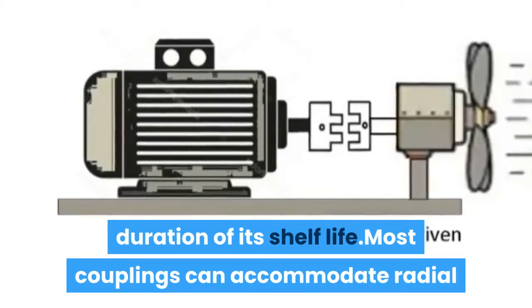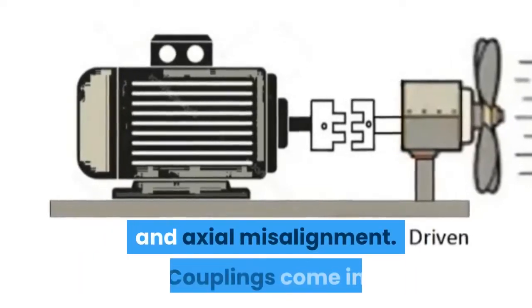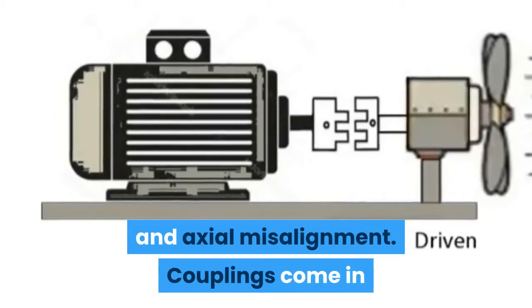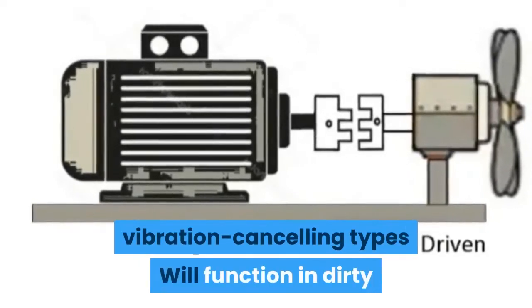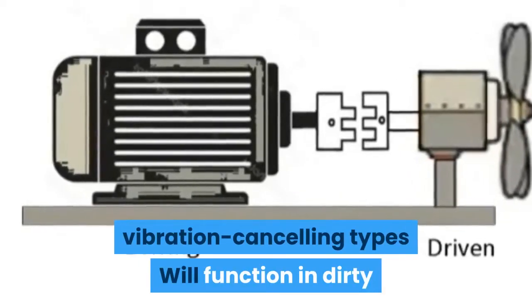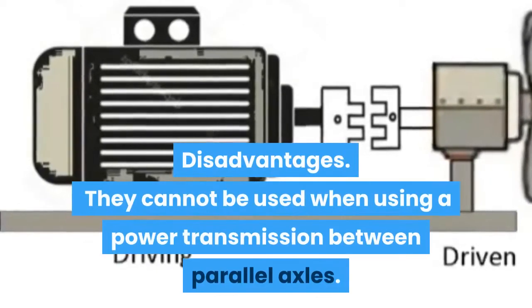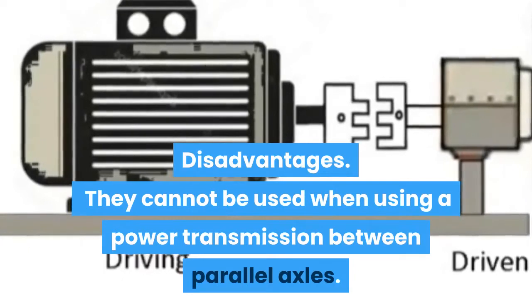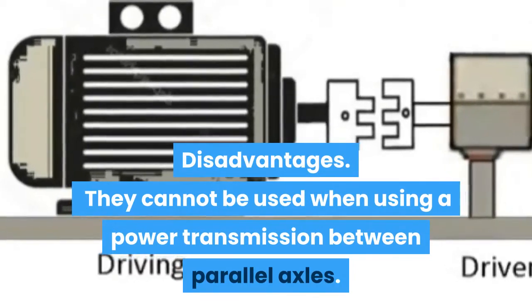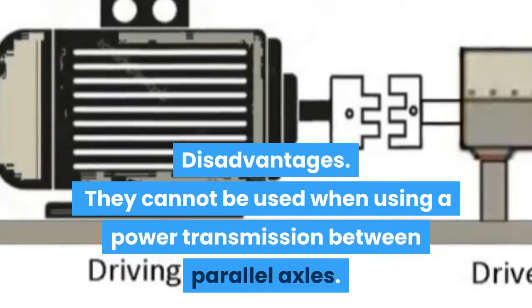Most couplings can accommodate radial and axial misalignment. Couplings come in vibration-cancelling types and will function in dirty and corrosive environments. Disadvantages. They cannot be used when using a power transmission between parallel axles.